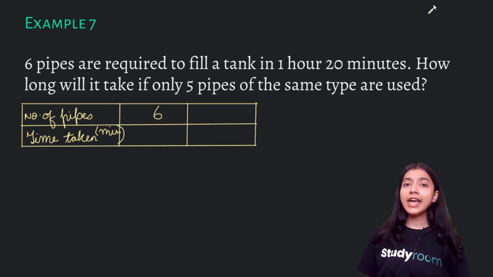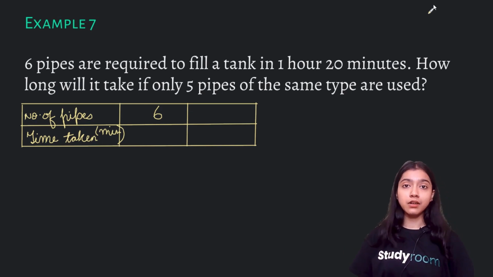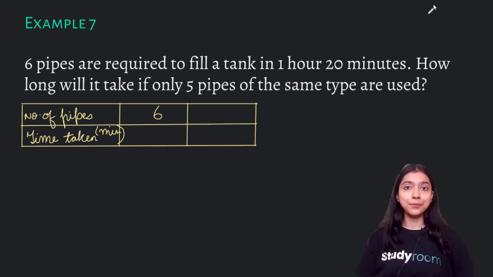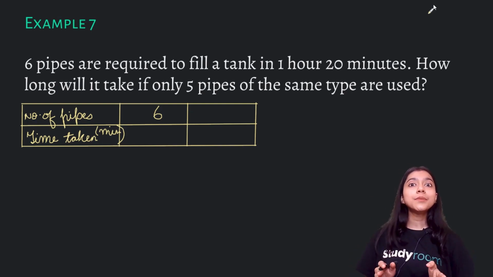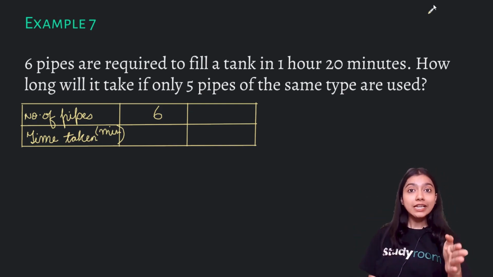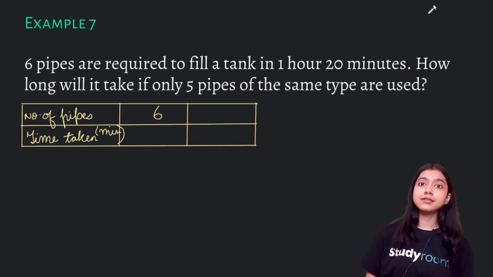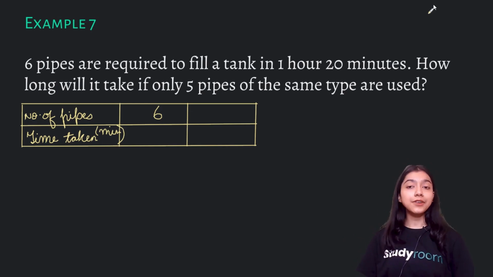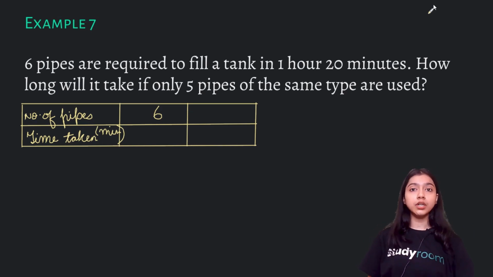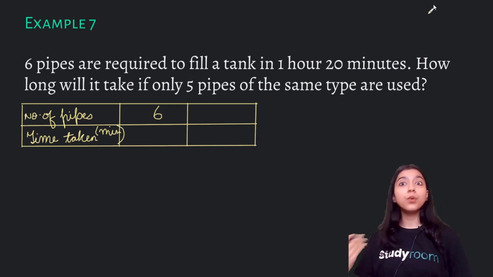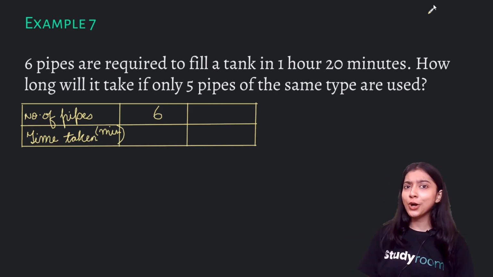You are taking a shower and you have a bucket to fill. Now you're waiting for the bucket to get filled. If you had an option of one more tap and you turn on that tap, then the time taken to fill the bucket will get reduced. So if we increase the number of taps from 1 to 2, then the time taken decreases. The same thing over here. If I have 6 pipes and 6 pipes require 1 hour 20 minutes to fill a particular tank, now if I am decreasing the number of pipes to 5, will it take more time or less time? Use your common sense.